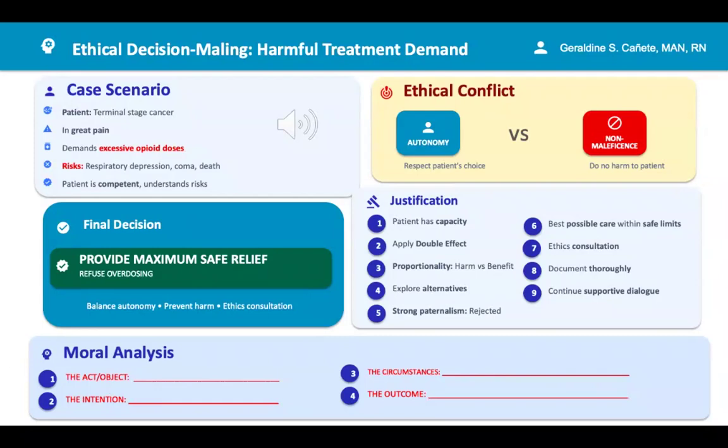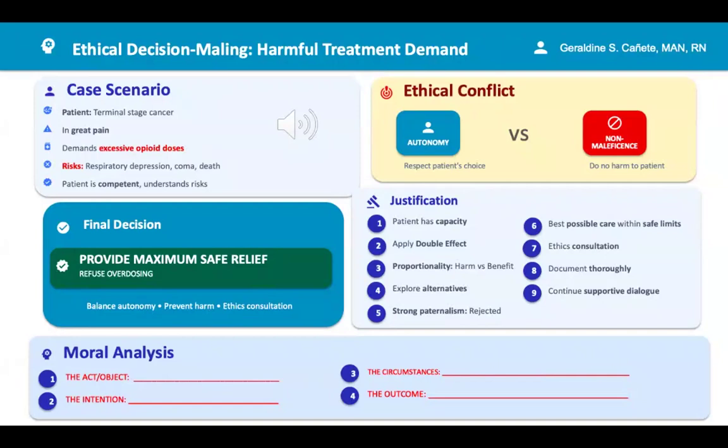Okay? Now, here's the justification for that decision. The patient has capacity. Yes, the patient is competent and understands the risks of opioid overdose. When we apply the double effect, the intention is to relieve the patient's pain, not to cause them harm. When we compare harm versus benefit for proportionality, the potential harm of an opioid overdose outweighs the potential benefit of complete pain relief.